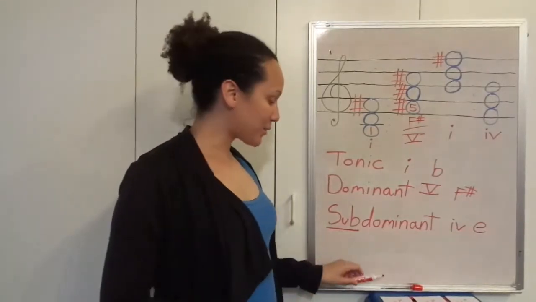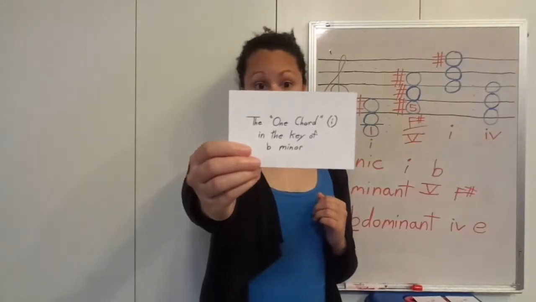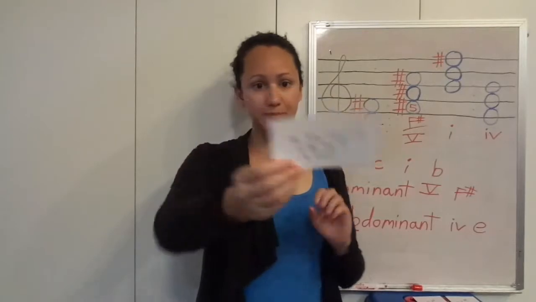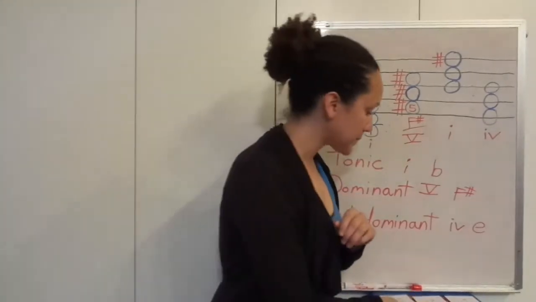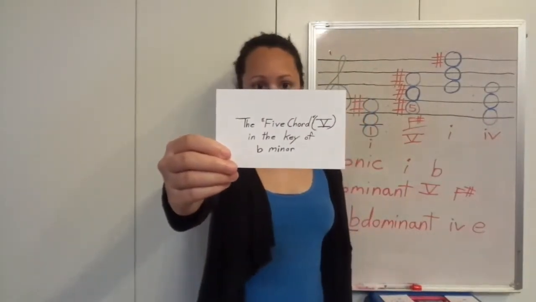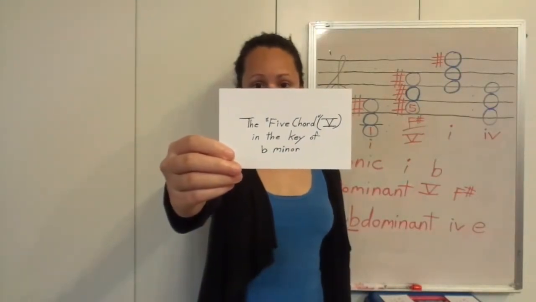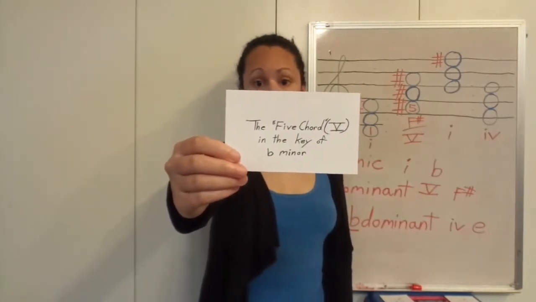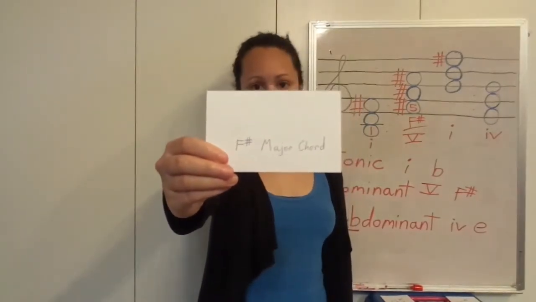Okay, go ahead and take out your practice cards. We're going to make one for the 1 chord, lowercase i, in the key of B minor, and that would be the B minor chord. And this would be the 5 chord in the key of B minor. Remember to capitalize the V for Roman numeral 5. Make sure it's major by capitalizing. And then in B minor, that would be the F sharp major chord.